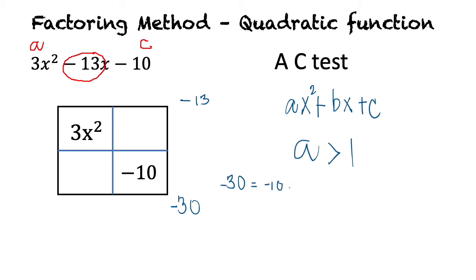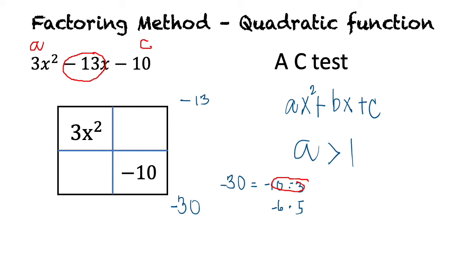So what are the factors of negative 30? We have negative 10 times negative 3. If we make both numbers negative, that won't give us negative 30. It will give us a positive number. But if we make either of these a positive number, that won't give us the sum of negative 13. So therefore, negative 10 and 3 or 10 times 3 won't become our factor.